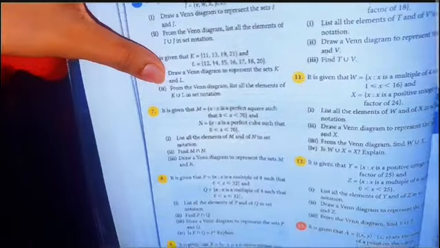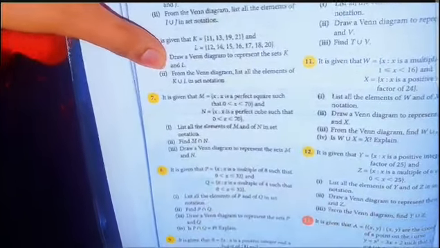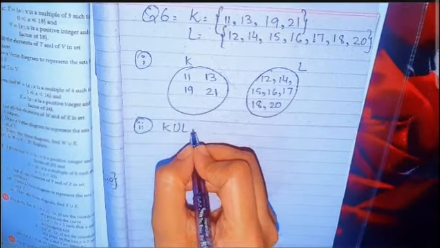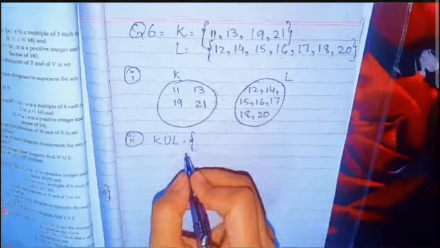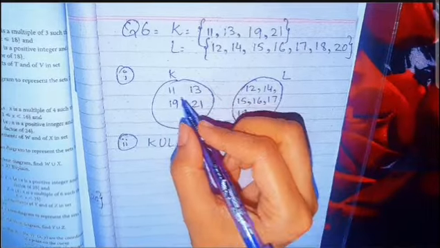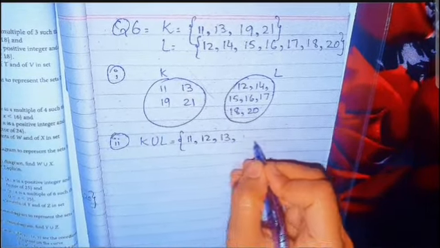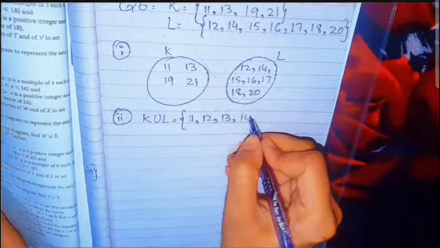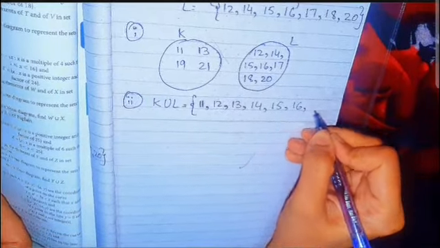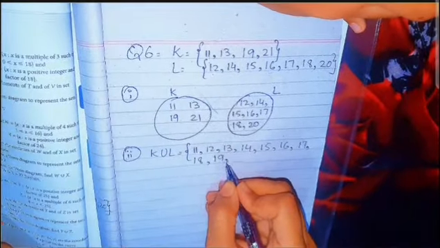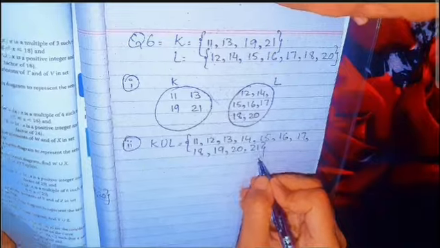From the Venn diagram, list the elements of K union L in set notation. We have to write down all the elements in a single set. K union L is equal to, so first of all I am writing in sequence: 11, 12. I have taken 11 from here, then 12. I am writing in sequence so that you can understand easily. Now 13, 14, 15, 16, 17, 18, 19 I am taking from here, 20 and 21. So we have done question number 6.